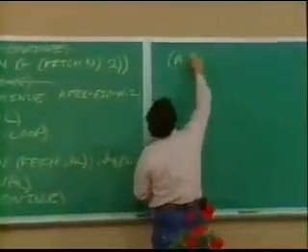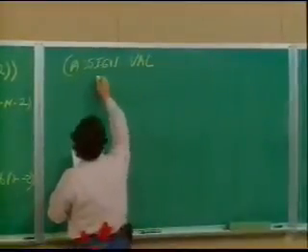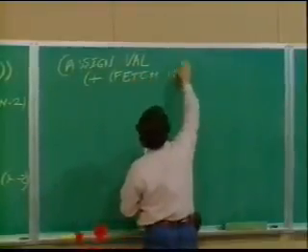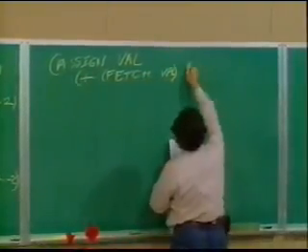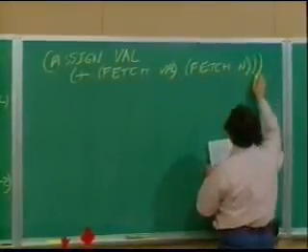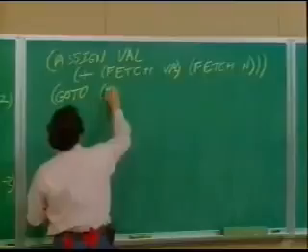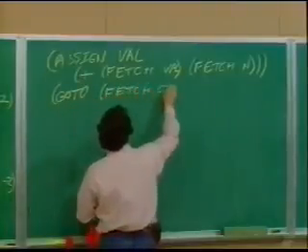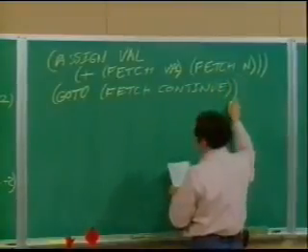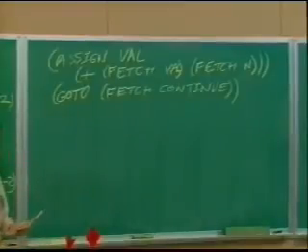Assign to val the sum of fetch val and fetch of n, and go to continue. So now I've returned from computing Fibonacci of n, then the general case.